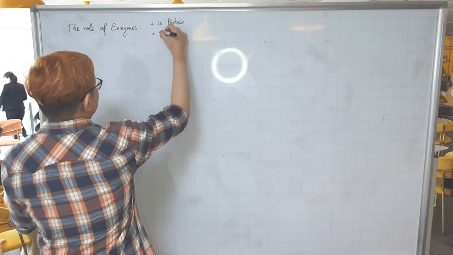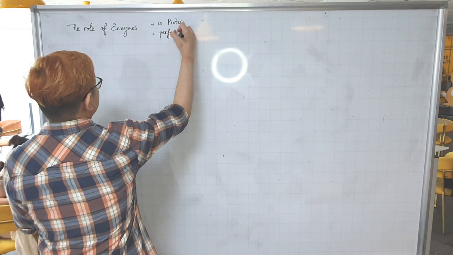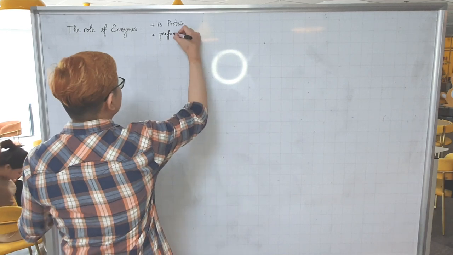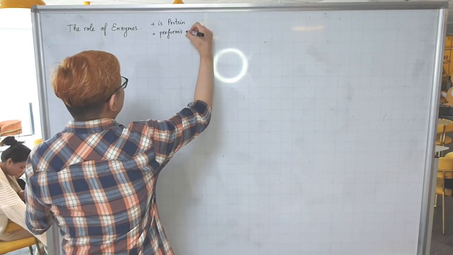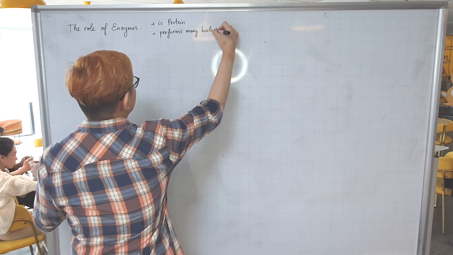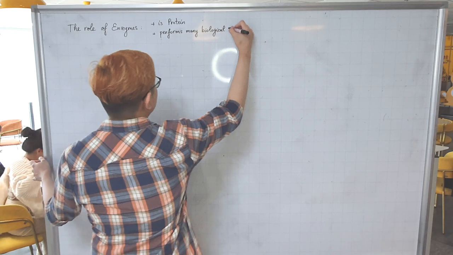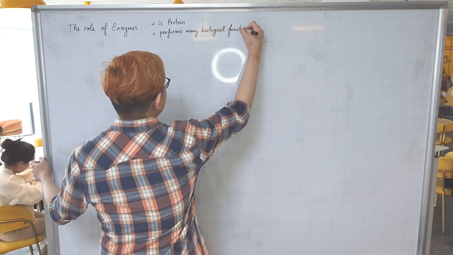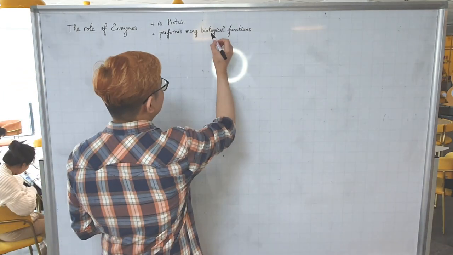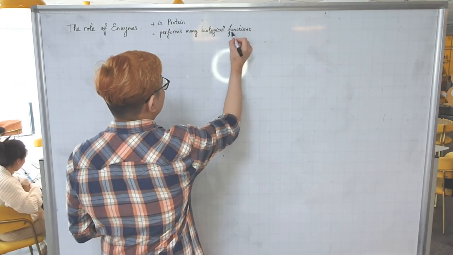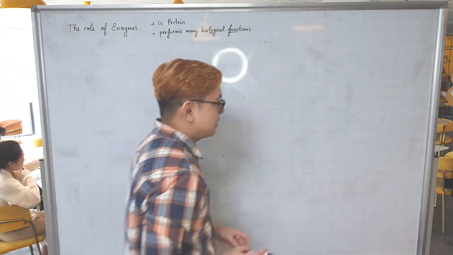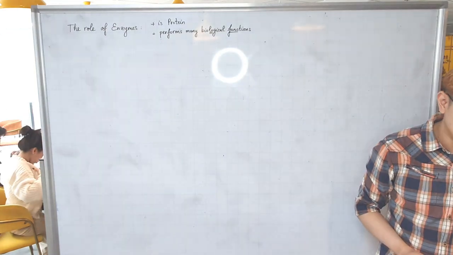And it performs many biological functions. Nó thực hiện rất là nhiều cái chức năng về mặt sinh học. They perform many biological functions. Bao gồm gì? Nó sẽ giúp cho cái phản ứng diễn ra nhanh hơn, lẹ hơn, dễ dàng hơn.